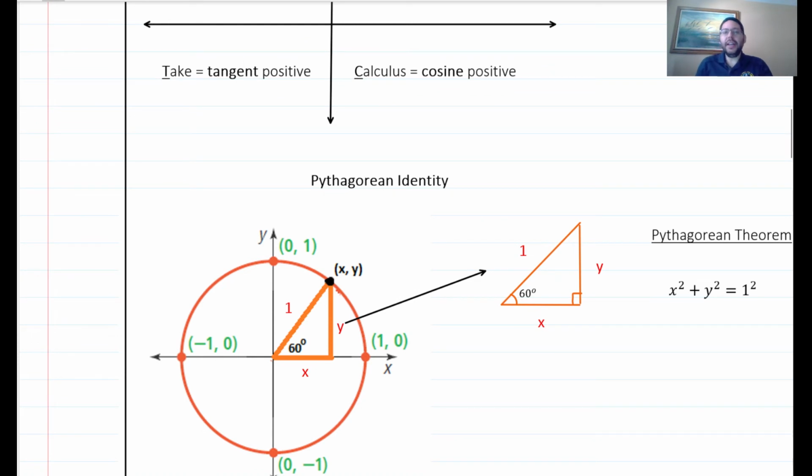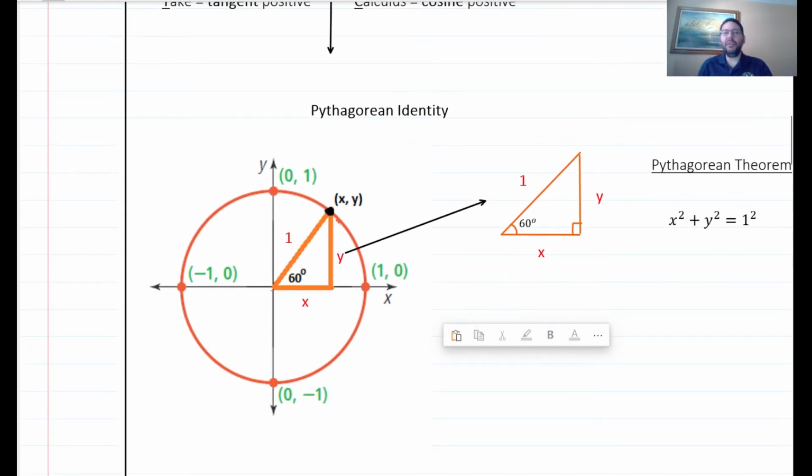So now we're going to go ahead and focus on the Pythagorean identity. So what is this Pythagorean identity? Well, again, I went ahead and included a diagram here. Now this diagram is a diagram of an angle of 60 degrees in quadrant 1. And then we're drawing the reference triangle for that. Remember that the hypotenuse is always going to be 1 because the radius of a unit circle is 1.